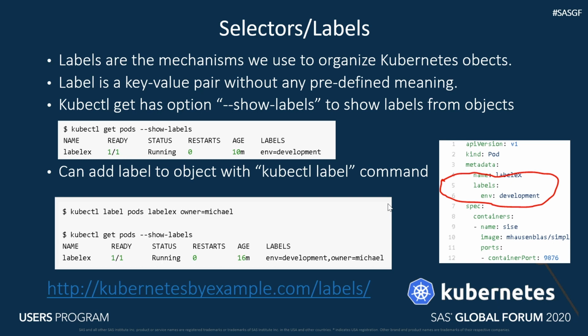We can also add a label to an object with the kubectl label command. kubectl label pods would give us the ability to apply a particular label to it, for environment equals, or the owner equals Michael in this case. And so then if we look at the labels again, we would see both the previous label, environment equals development, and owner equals Michael.